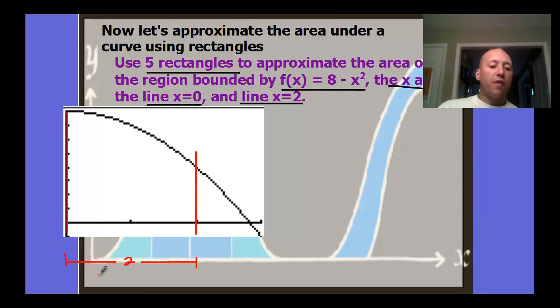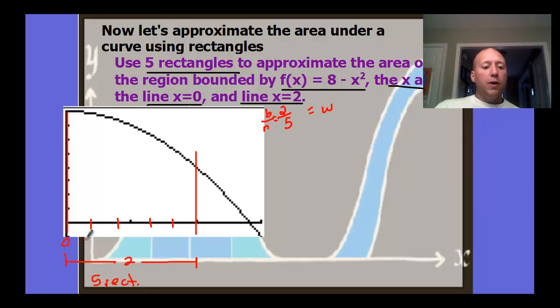And we know we want 5 rectangles. So to figure out the width of each one, I would take my overall length here, 2, and divide it by 5. 2 divided by 5, which is like b over n, we'll use that in the future here, is going to be our width of each rectangle. So we'd have 2/5 here, and then 4/5, 6/5, 8/5, and then 10/5 or 2.